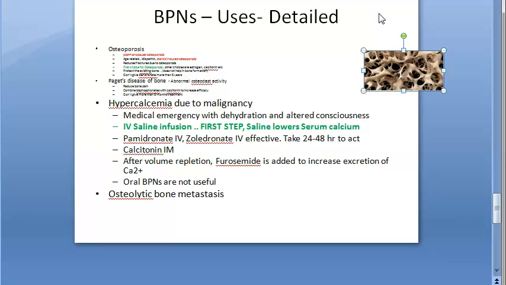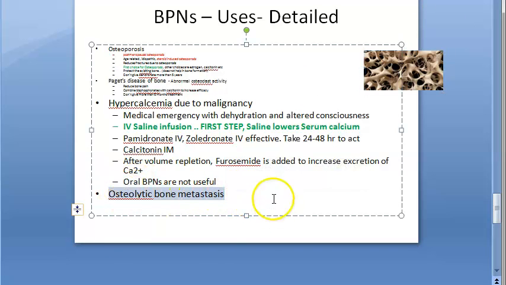bisphosphonates. Benign prostate hypertrophy is BPH. So don't get confused: BPN is bisphosphonates and BPH is benign prostate hypertrophy. That's in pathology. Coming to the last one here, osteolytic bone metastasis.